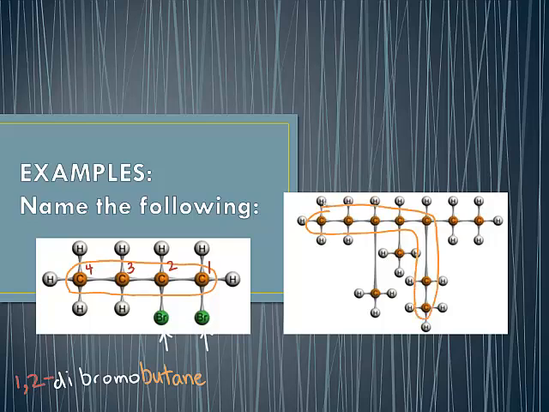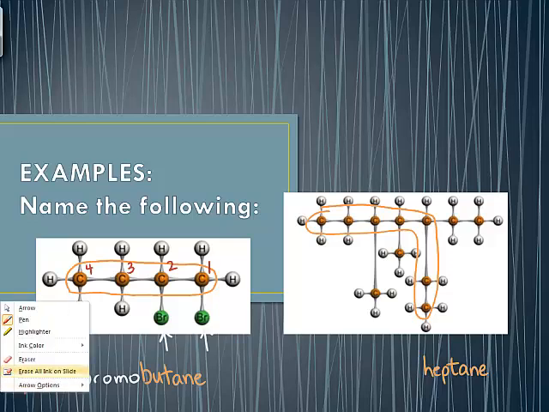Okay, now that we've got that identified as our longest possible carbon chain, let's see how many carbons are in it. So 1, 2, 3, 4, 5, 6, 7, making this a hept. Because all the carbons are attached by single bonds, that means that this is a heptane.